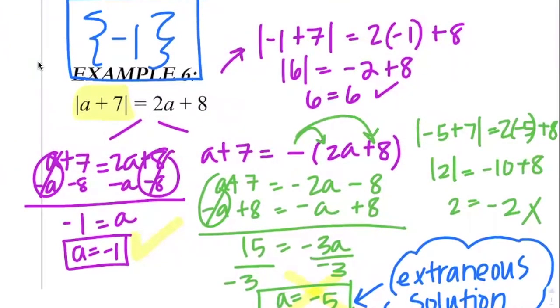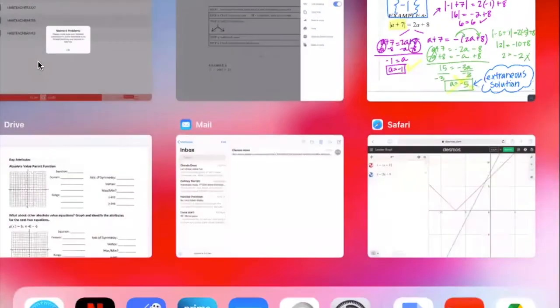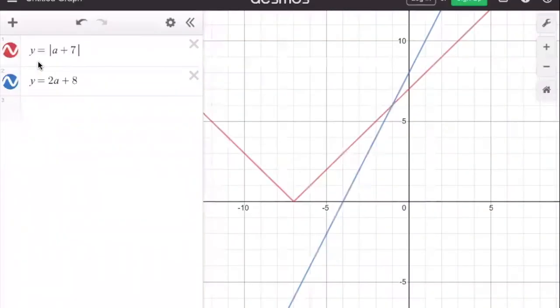If you recall from Algebra 1, you could find the solutions to two different linear functions by graphing them and finding the point of intersection. So I'm actually going to do the same thing here with these two. I've already got them typed into Desmos. If I flip over to Desmos, you see on the left, I've got y equals the absolute value of a plus 7 and y equals 2a plus 8. So we see our absolute value, and we see our linear equation from the other side of the equal sign.